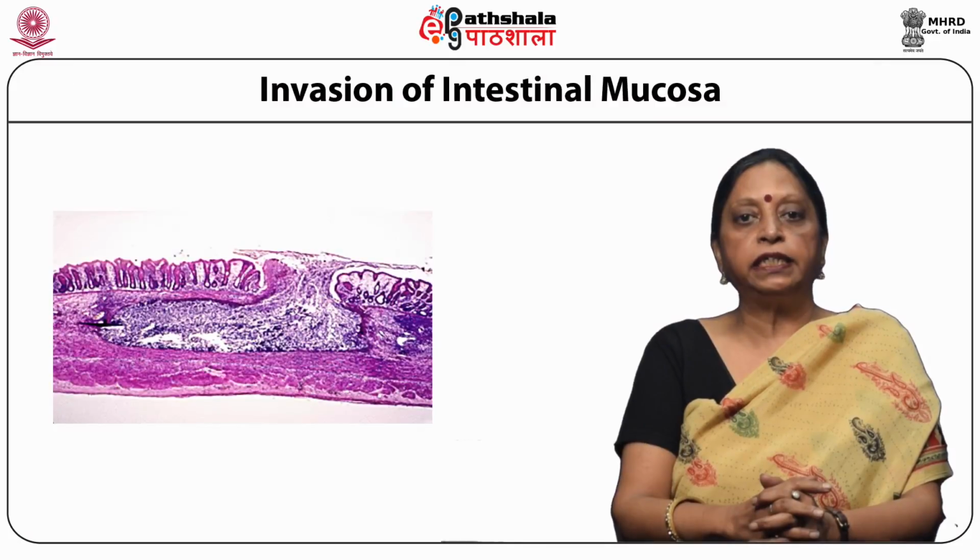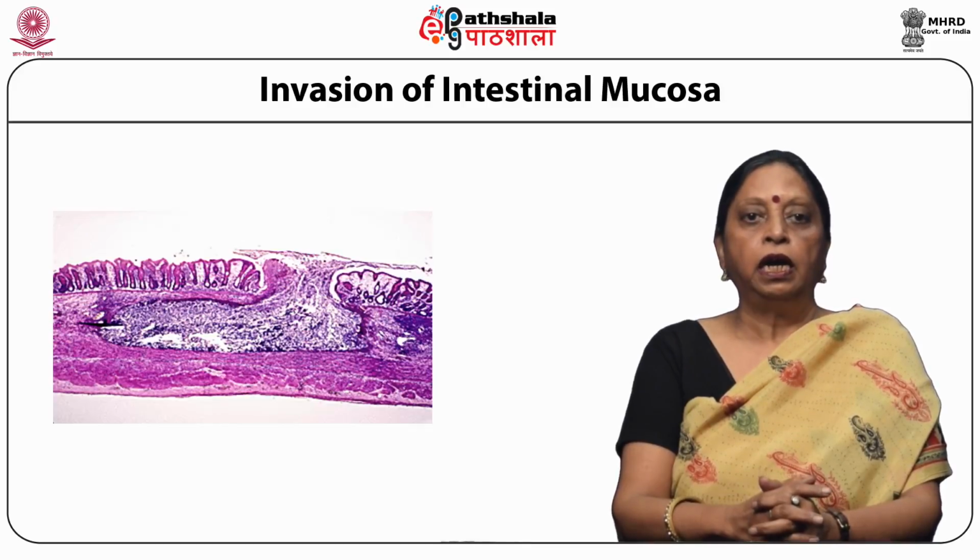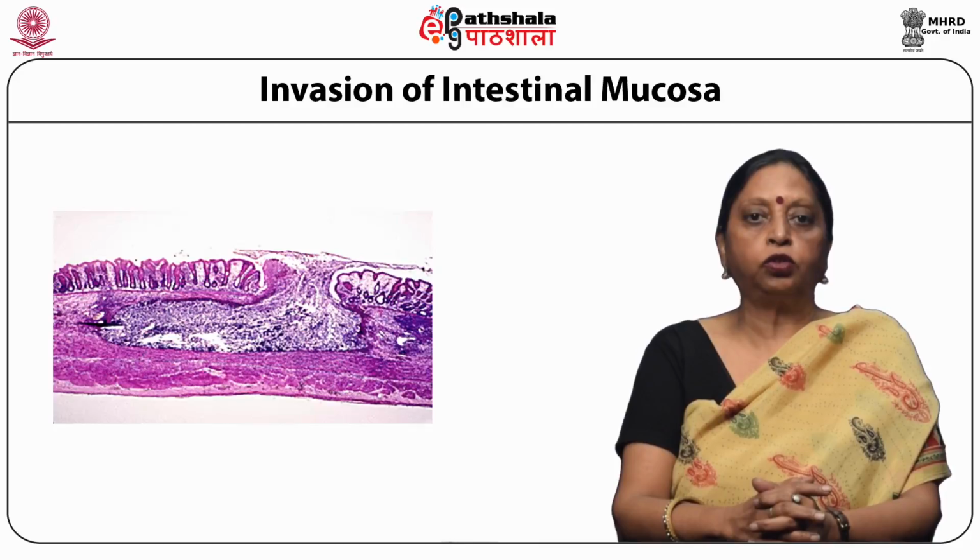Now, invasion of the intestinal mucosa by the Entamoeba histolytica, let us talk about it. Cysteine proteinase is an extracellular enzyme produced by Entamoeba which causes proteolytic destruction of the tissue. The enzyme causes tissue destruction by digesting the extracellular matrix and also by breaking down IgA molecules and reducing certain components of the complement. A polymorphonuclear response of the host is also responsible for the destruction of the host tissues.